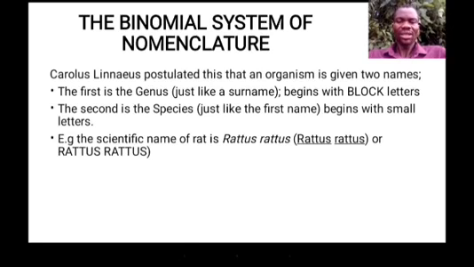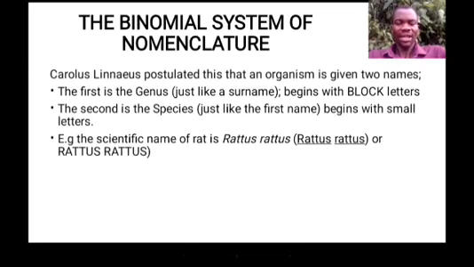Binomial system of nomenclature is telling us about something. Binomial means two, from binary, and nomenclature means a system of naming. During the days of Carolus Linnaeus, he postulated that an organism is given two names. The first is like the surname, which is regarded as the genus, and it begins with a capital letter. The second is the species, which is like the first name, and begins with a small letter.